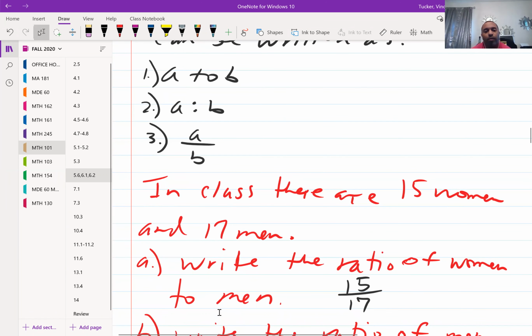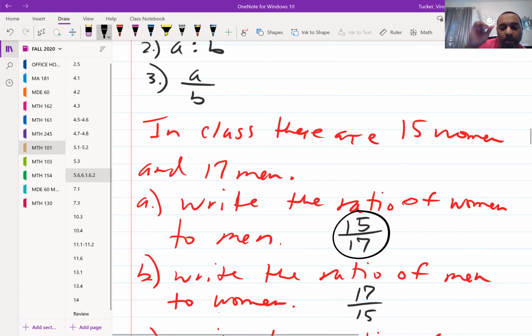All right, so this first example says in class, there are 15 women and 17 men. Write the ratio of women to men. So since there were 15 women and 17 men, women to men is 15 over 17. Writing the ratio of men to women, 17 over 15.